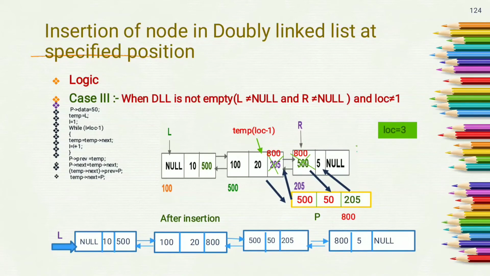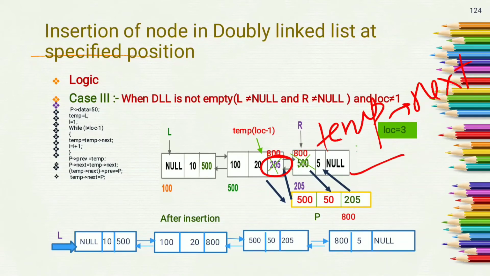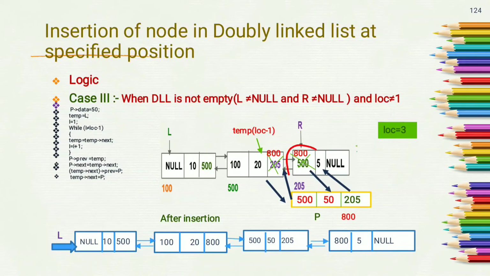So I know that 205, which is the address of this node, is stored in the next field of temp. So the name of this node is temp arrow next, and in temp next node I want to change the previous pointer. So I write temp arrow next arrow previous equals to P. That means in the previous pointer of this node I want to store the address of P. Now the previous of this node contains 800.